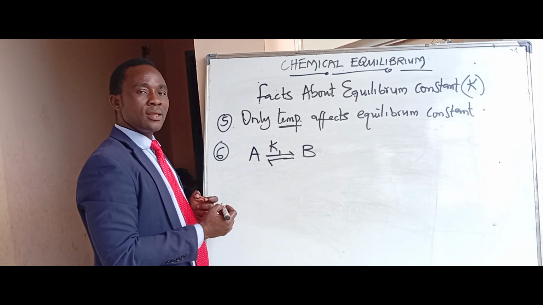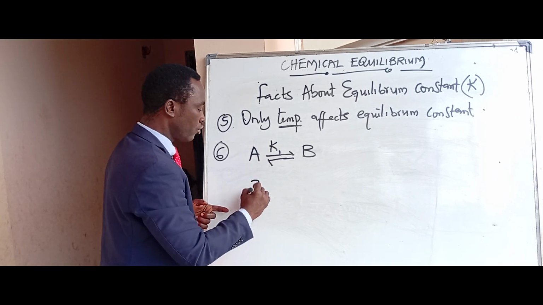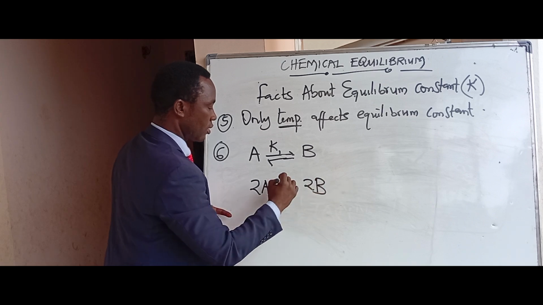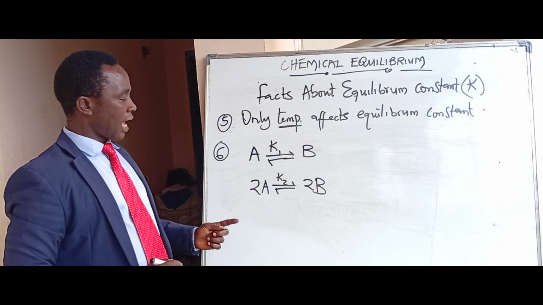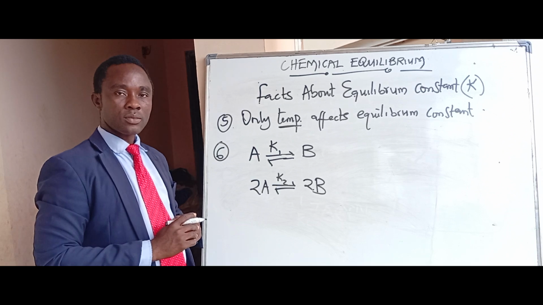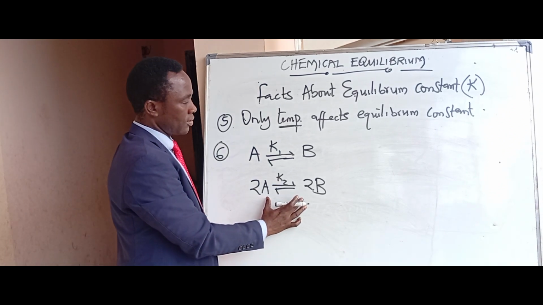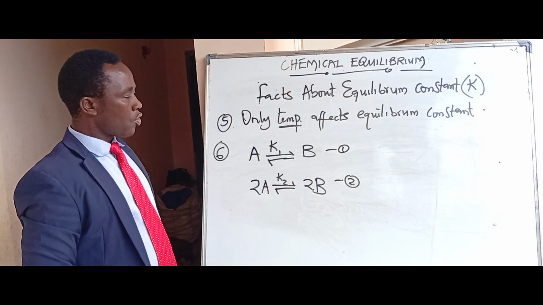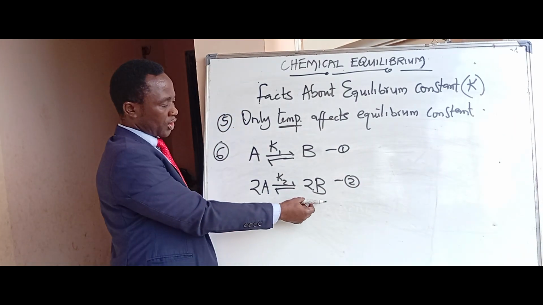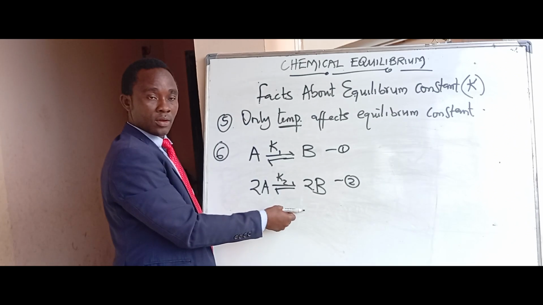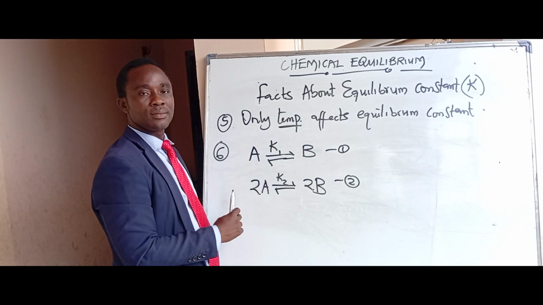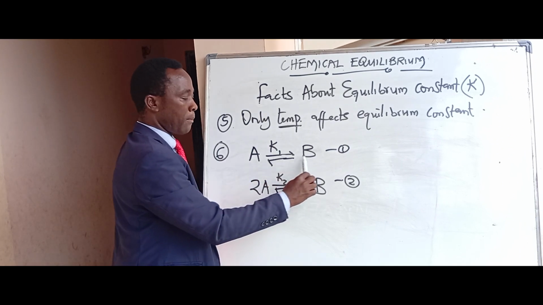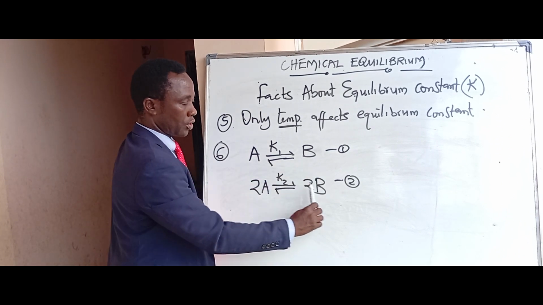You can be asked to find the equilibrium constant of 2A to give us 2B. Call it K2. Somebody can ask you what is K2. Now, if you look at this reaction, which is 1, and this reaction, which is 2, you agree with me that reaction 2 is obtained from reaction 1. How? By multiplying reaction 1 by 2, I will get reaction 2.